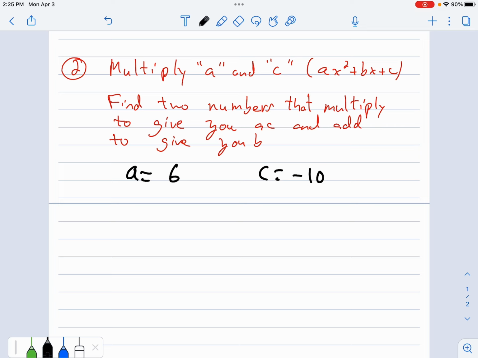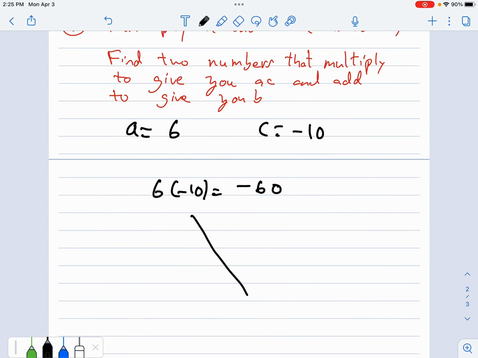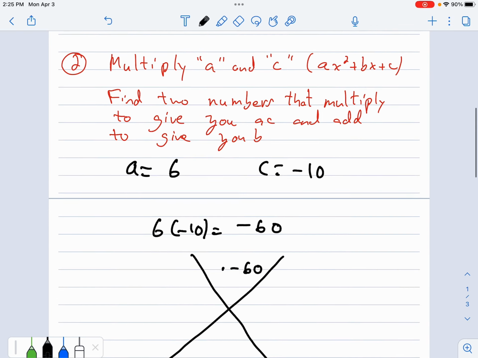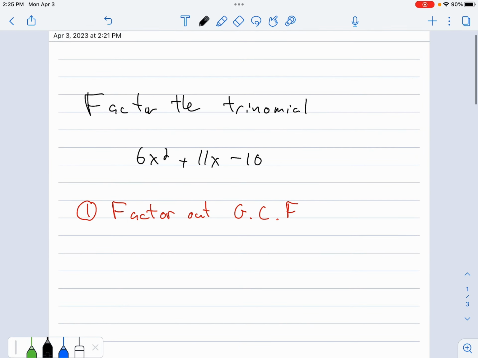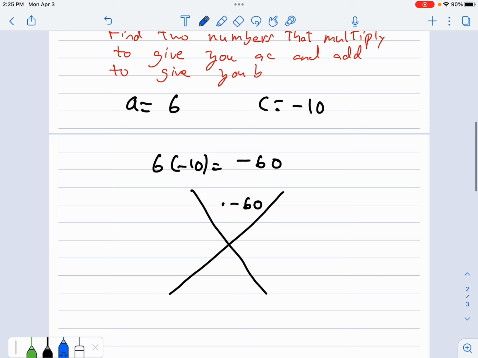So you're going to multiply 6 and minus 10, which is minus 60. Here's what we're going to look for: two numbers that multiply to give you minus 60, then add to give you the coefficient B. In our case, B is 11. B is always the coefficient of x. So that would be 11.